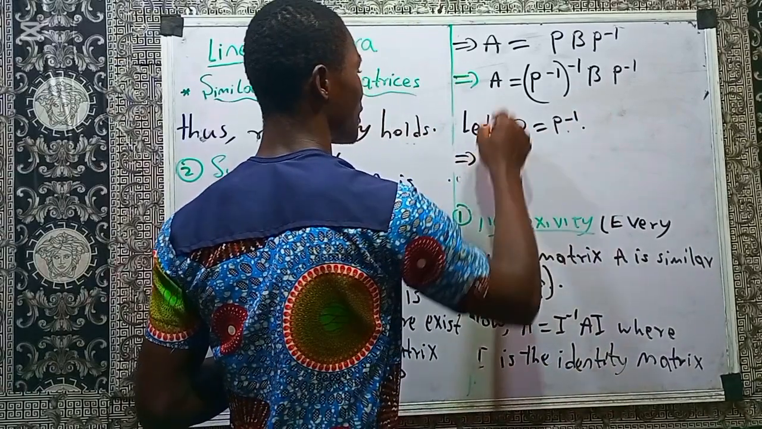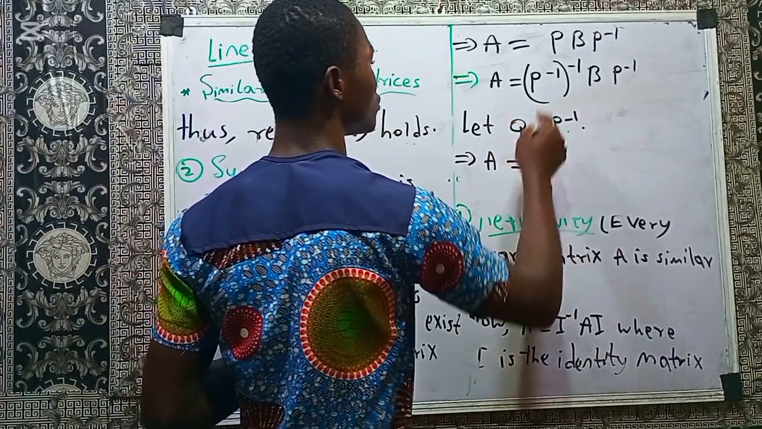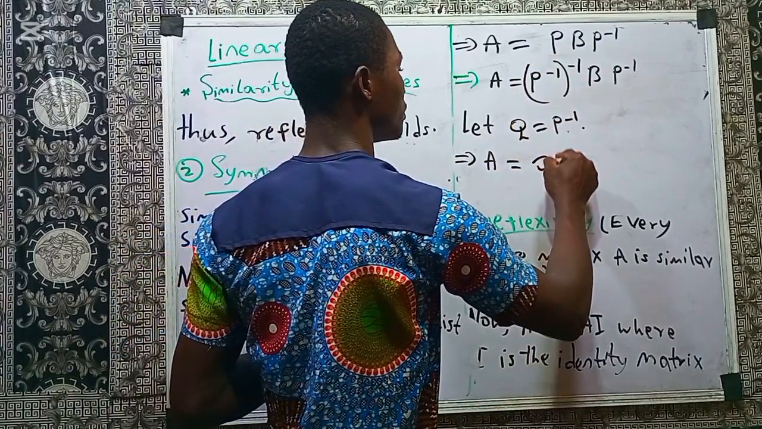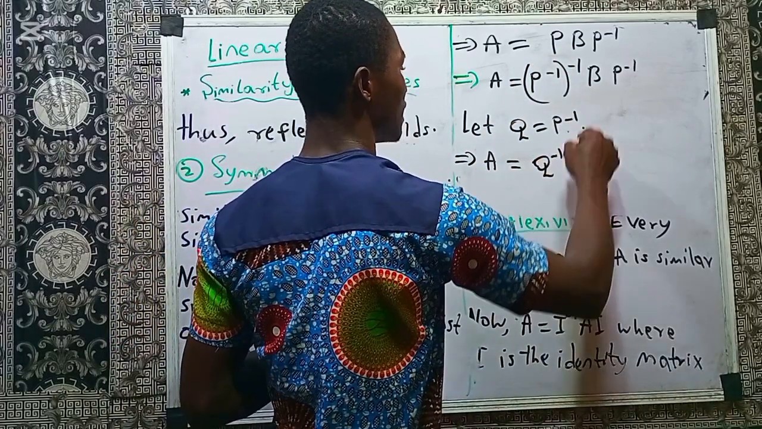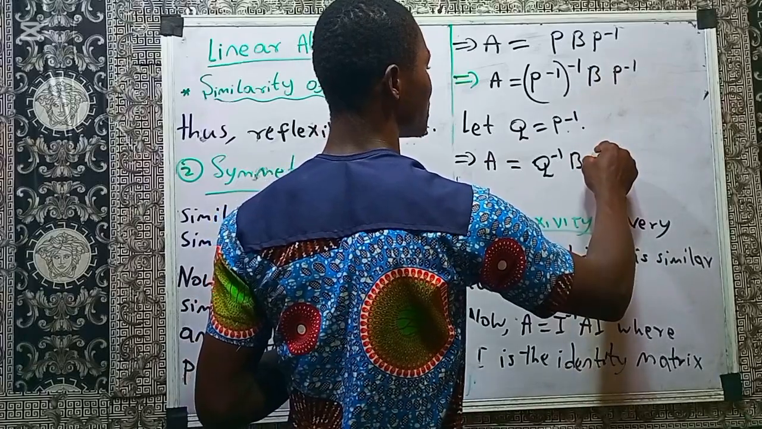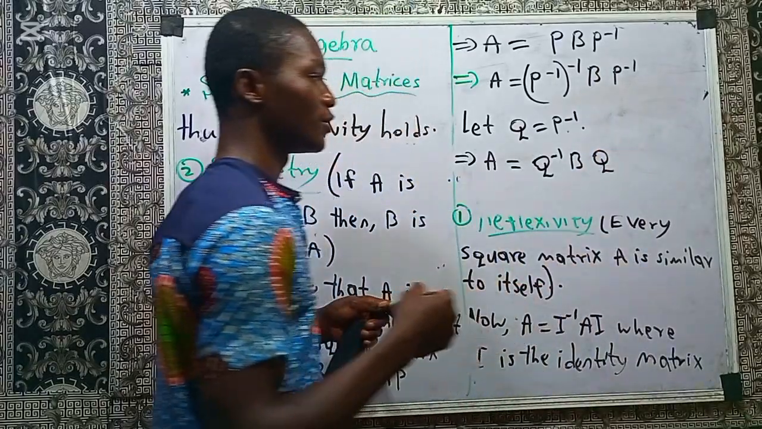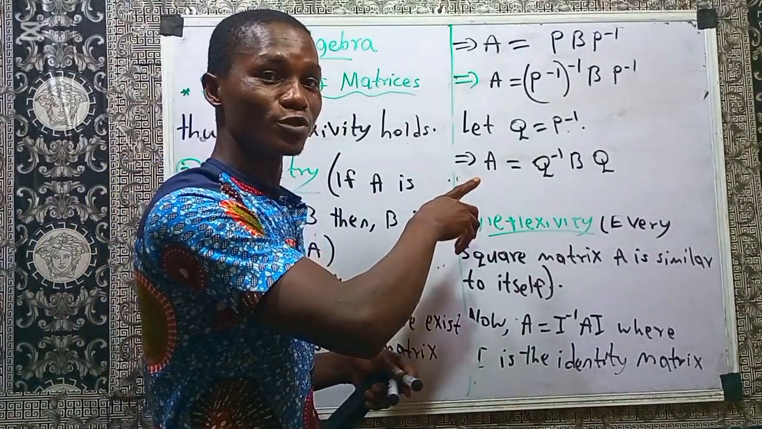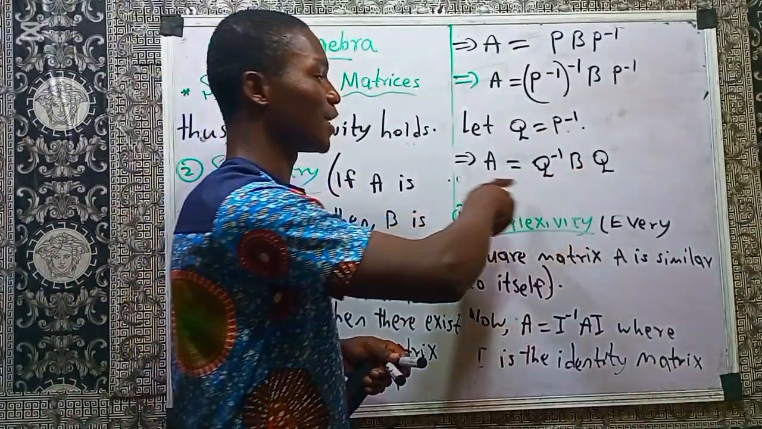This simply implies that your matrix A will be equal to, if you replace P inverse by Q, Q inverse multiplied by your matrix B, multiplied by Q. So what do you notice? What we notice here is that B is similar to what?